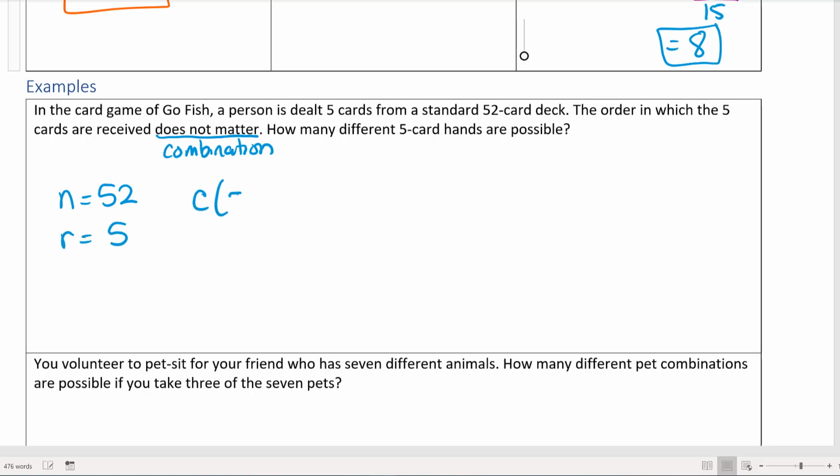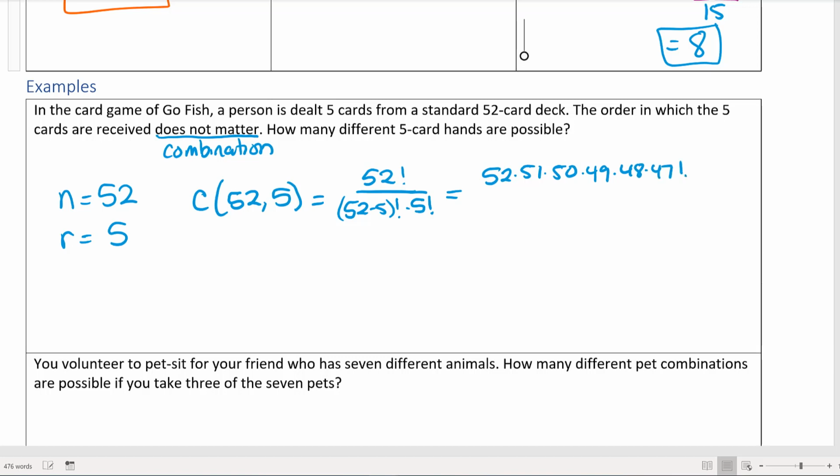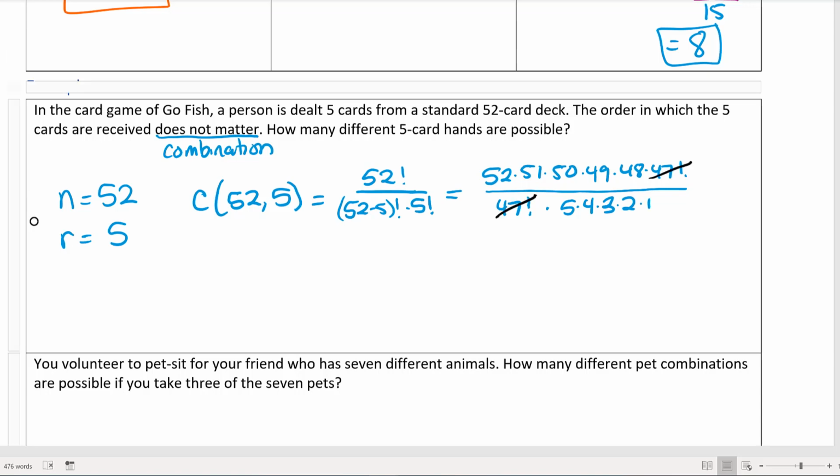So I have combination of 52 choose 5, which is 52 factorial over 52 minus 5 factorial times 5 factorial. And that's 52, 51, 50, 49, 48, 47 factorial. I stop at 47 factorial because I see there's one in the denominator. And then 5 factorial is 5 times 4 times 3 times 2 times 1. So now I can divide out the 47 factorials. And then I can try to divide some more things.